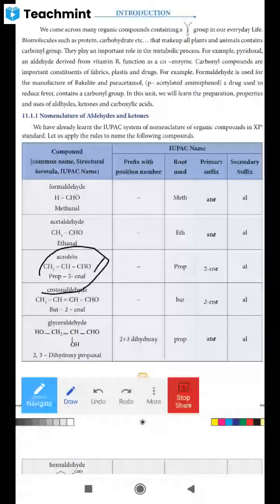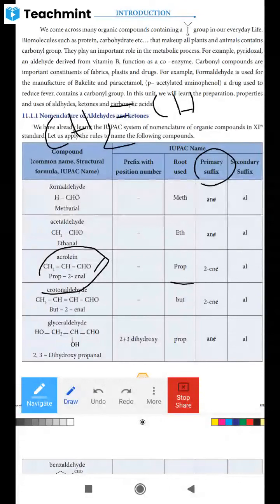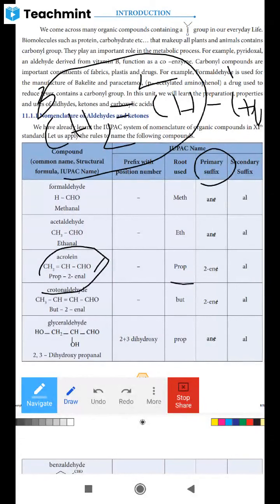Primary suffix is what? Whether it is saturated or unsaturated, single bond or double bond, we have to find out. You are having double bond. Where you are having double bond? So how to number: CH2 double bond CH single bond CHO. So this is first carbon. Wherever the functional group is, that is the first carbon. This is second carbon and this is third carbon. So here you are having double bond.